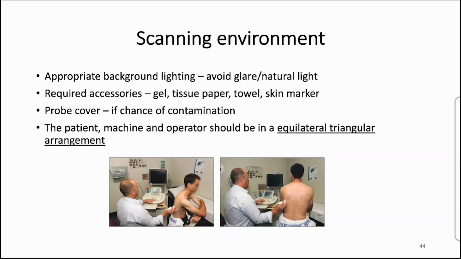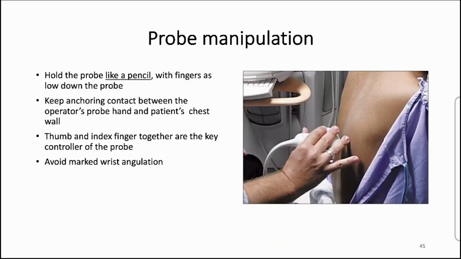Now, how will we keep the probe in our hand? It should be kept like a pencil, not like a knife. Just have a look at this. The main fingers are the thumb and the index finger, and the rest of the fingers will touch the skin so that there is support for the probe on the other fingers. Keep the anchoring contact between the operator's probe hand and the patient's chest wall, and avoid marked angulation of the patient. It will make the procedure painful.